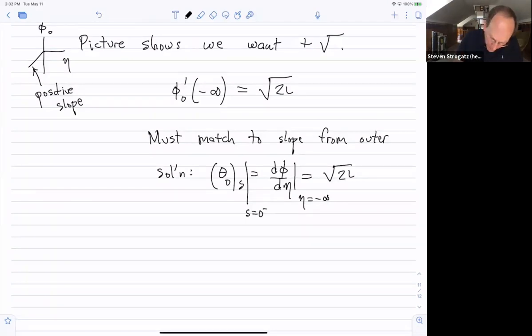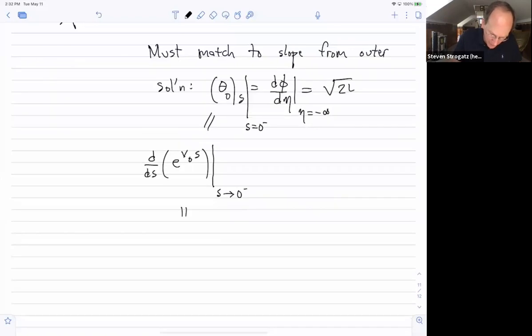So what is that expression for theta zero sub s? Well, we have to just go back to our old formulas. You'll trust me when I tell you that we're going to end up taking d/ds of what was e to the V zero S. If you look back, that was the outer solution. I have to evaluate this as S goes to zero minus. But this whole expression is V zero e to the V zero S, and evaluating that at S equals zero gives V zero.